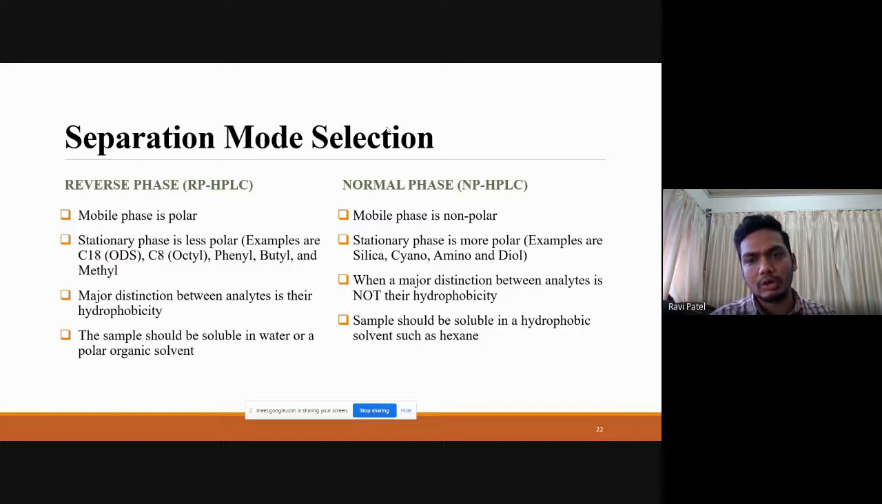And for normal phase, the mobile phase is non-polar. The stationary phase is polar, like silica, cyano, amino, diols. Samples should be soluble in hydrophobic solvents such as hexane. Then and only then can we use normal phase HPLC.